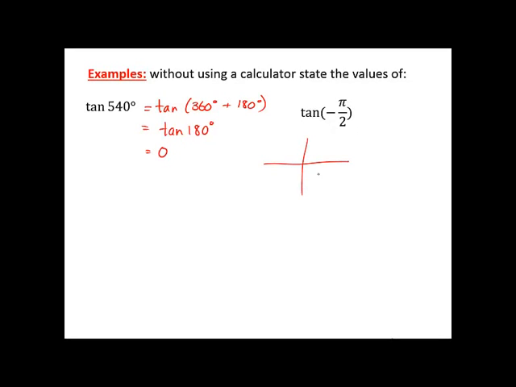So in this second example here, we have tan of negative pi over 2 radians. So just to draw a picture, remember when we have a negative angle, that means we're going clockwise from the positive x-axis. So that's exactly the same angle as this angle here, which is 3 pi over 2. So that's going to be the same as tan of 3 pi over 2 radians, which we know from our chart before is actually undefined. Okay, because the value of x, or cos theta, at this point is 0.